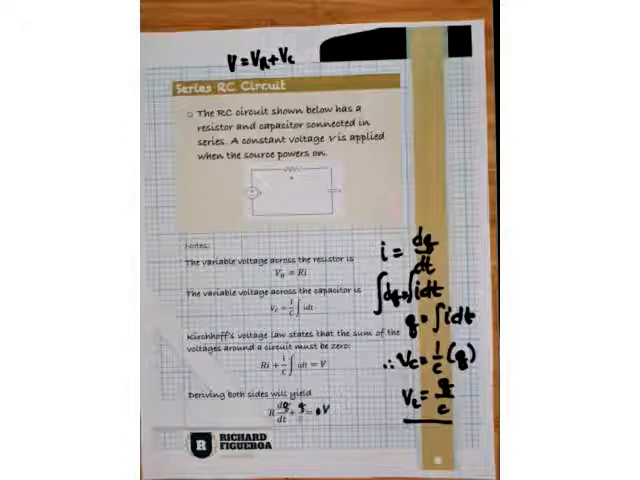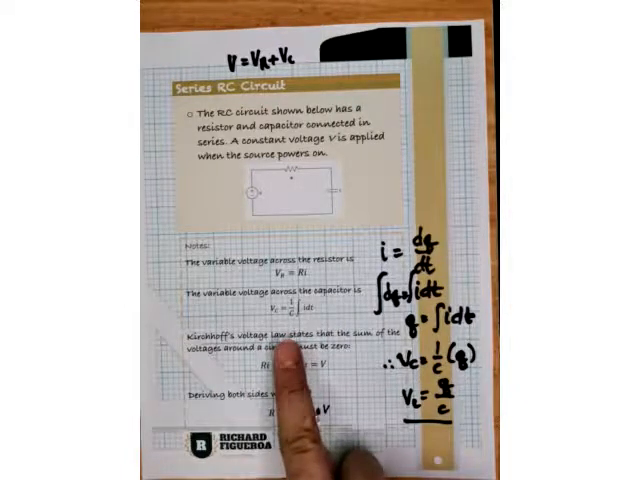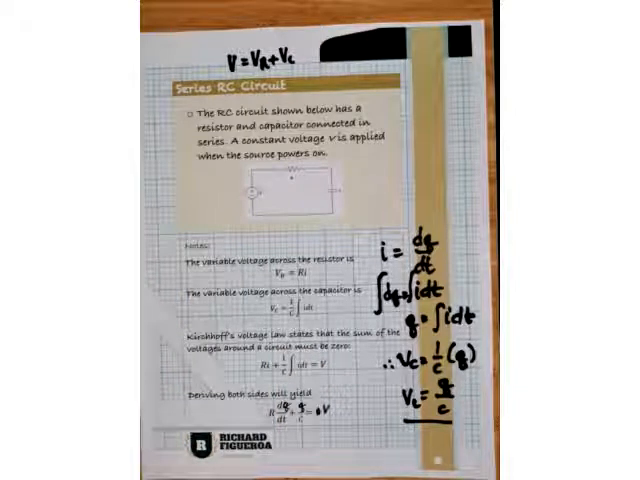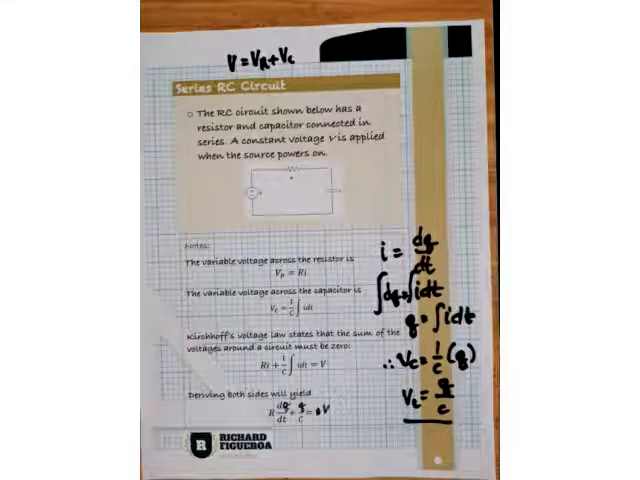Okay? So meron tayong notes din dito. So yung VR natin is the same. So that's the resistance times the current. Pero yung voltage across the capacitor is equal to 1 over C times the integral of I dt. So that's the integral of I dt.